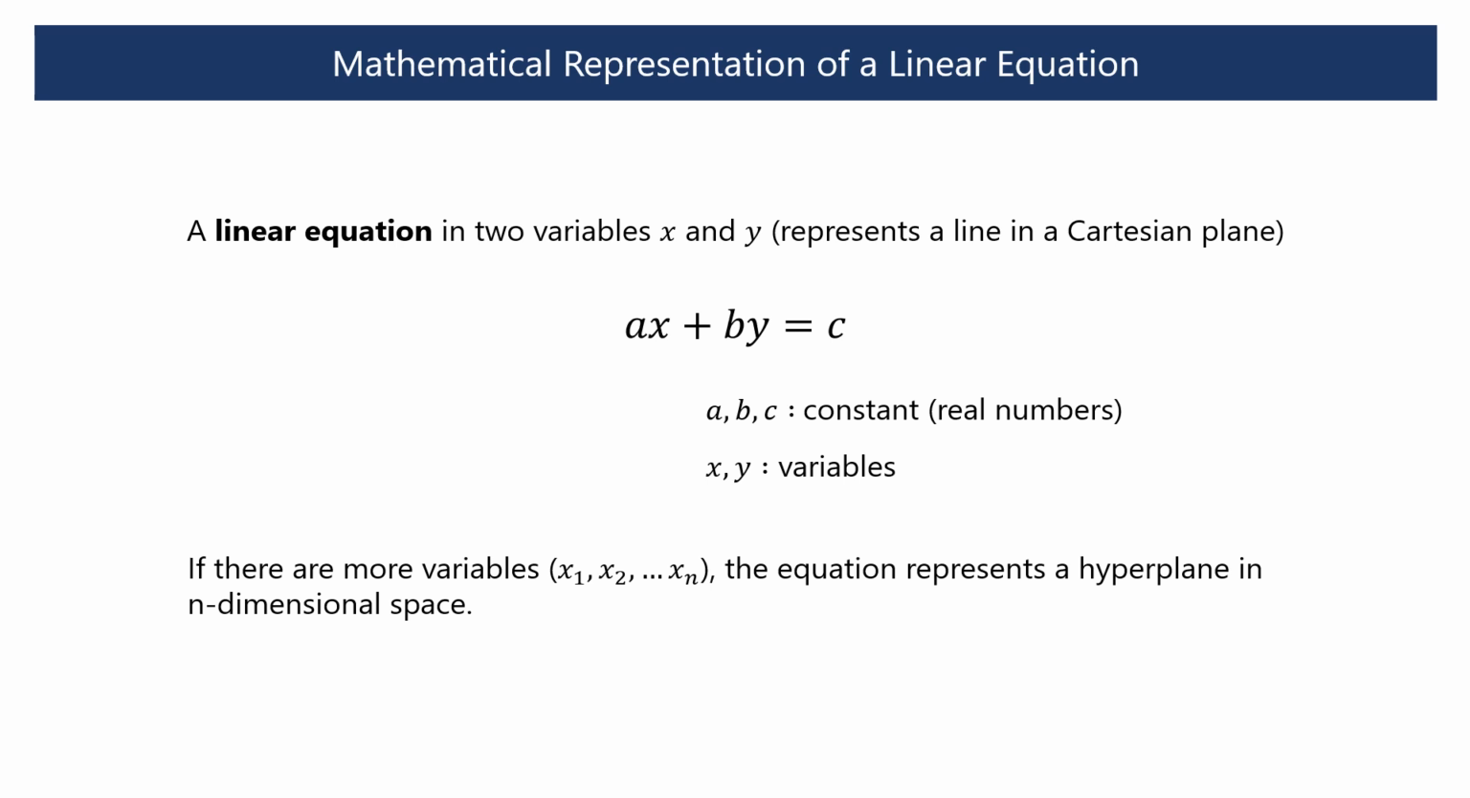As a general form, a linear equation in two variables, x and y, can be written in this way. Here, a, b, and c are constants, while x and y are variables. The equation represents a line in the Cartesian plane. If there are more variables such as x1, x2, ..., xn, the equation represents a hyperplane in n-dimensional space.